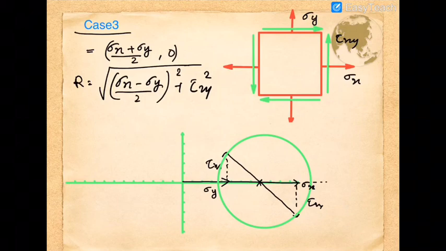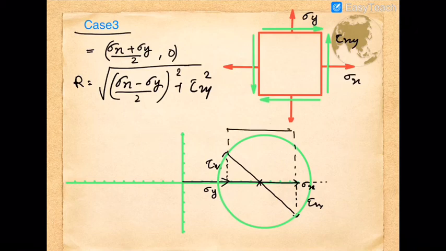So check the radius of the circle. Look at this figure. This much distance is nothing but sigma x minus sigma y value. Half of this value goes to this side, and tau xy going to be this side. So when considering a right angle triangle, this radius is nothing but the hypotenuse of this right angle triangle. So definitely radius become this quantity. Now the construction is over.